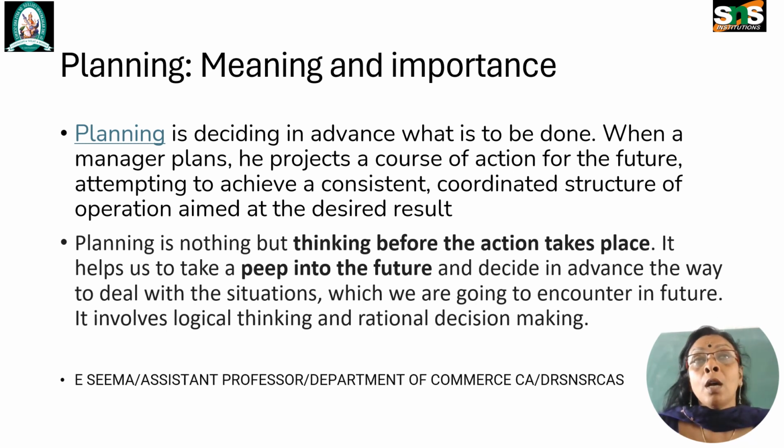So planning means deciding what we want to do in future; it bridges the gap between what you want to do, whom you want to do it with, and when you want to do it. Planning is the first and foremost function of management, a cornerstone for all the other functions of management. It is called thinking before an action takes place, and it helps us to peep deeply into the future, so that we can decide in advance the way to deal with the situations. This is all about planning.